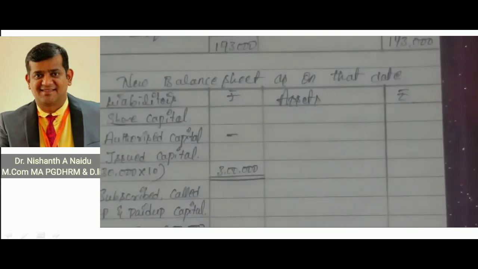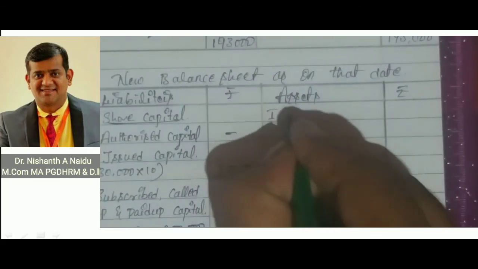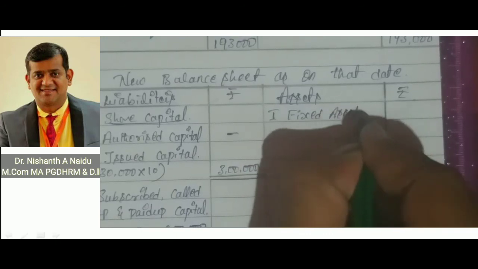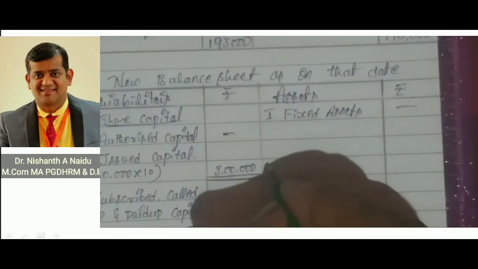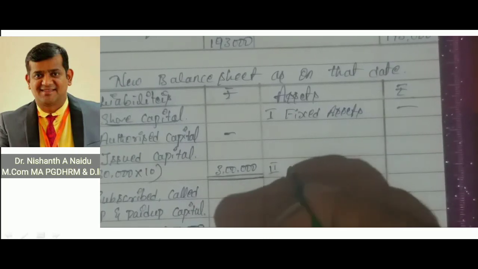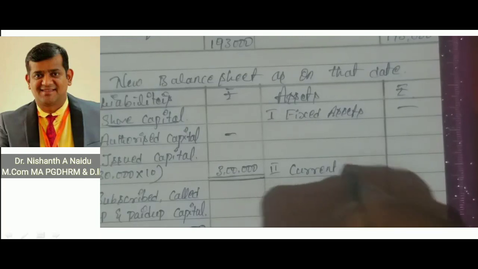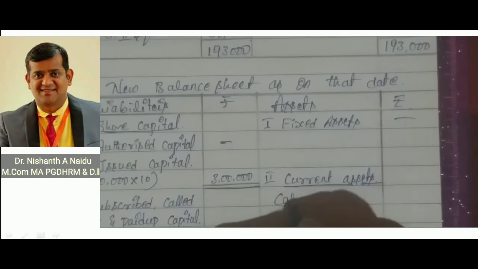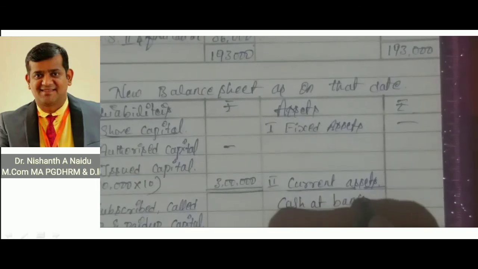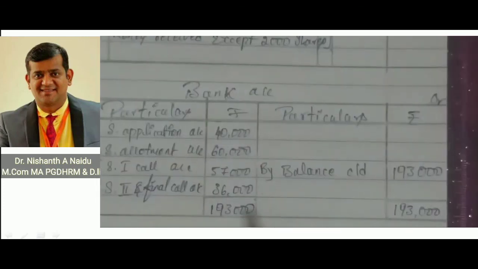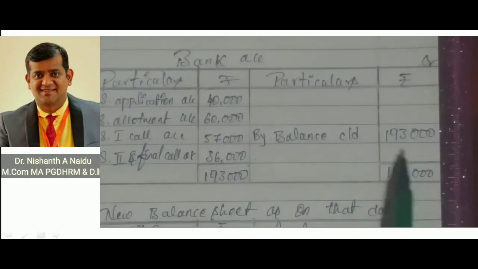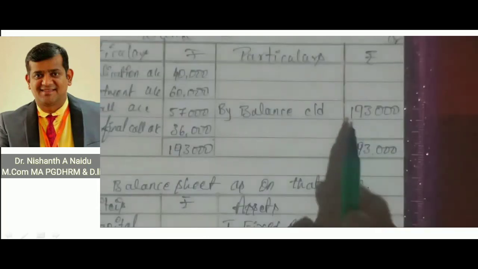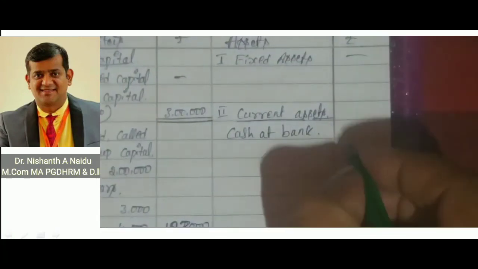Okay, on the other hand, do we have any fixed assets? First heading, do we have any fixed assets? No, right? So fixed assets nil. Point 2 I am marking, that is current assets. In current assets, yes, I have cash at bank. How much cash at bank do I have? Look at the bank account. In the bank account, carried down is 1,93,000. So I have cash at bank 1,93,000, and I'm copying the same.